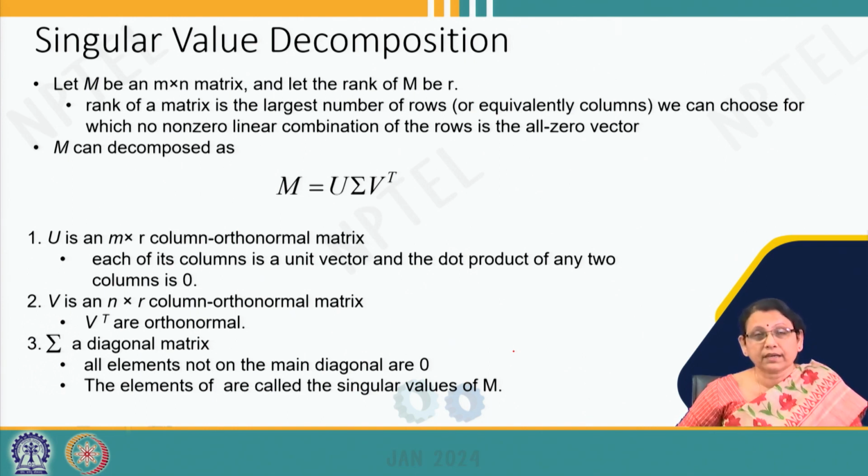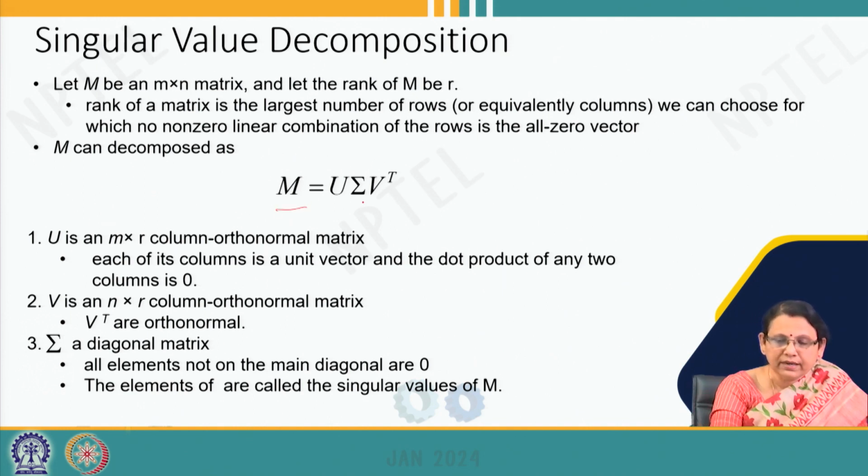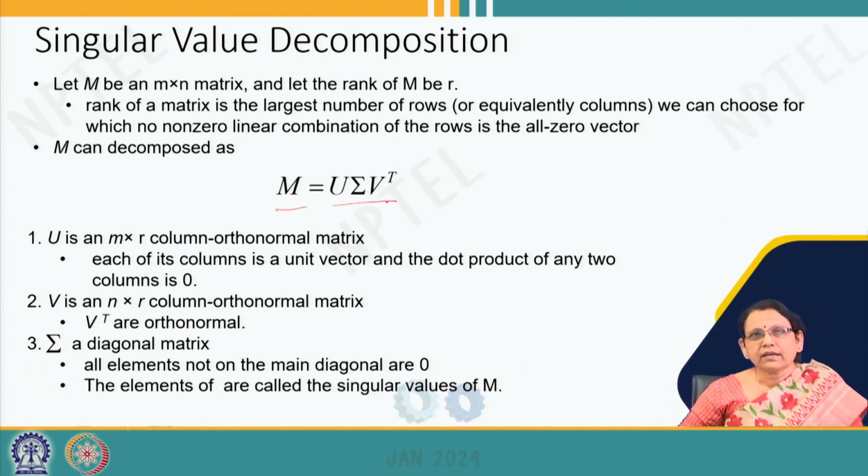After principal component analysis, let us look at the second methodology, that is singular value decomposition. In singular value decomposition, as the name indicates, we have to decompose the data matrix into 3 distinct matrices. So, M is represented by the product of one matrix called U, where U is an M cross R column orthonormal matrix.